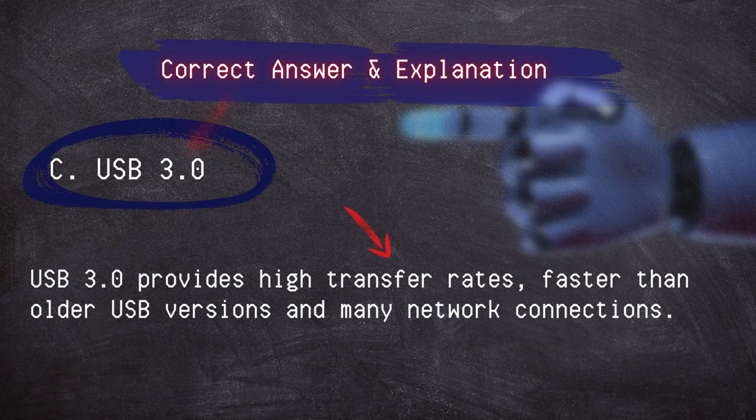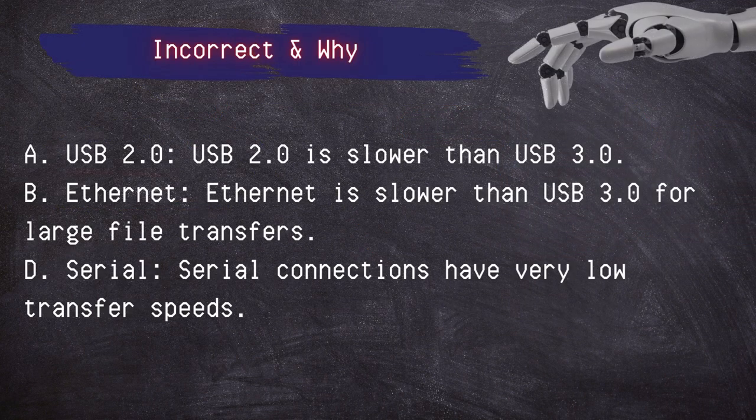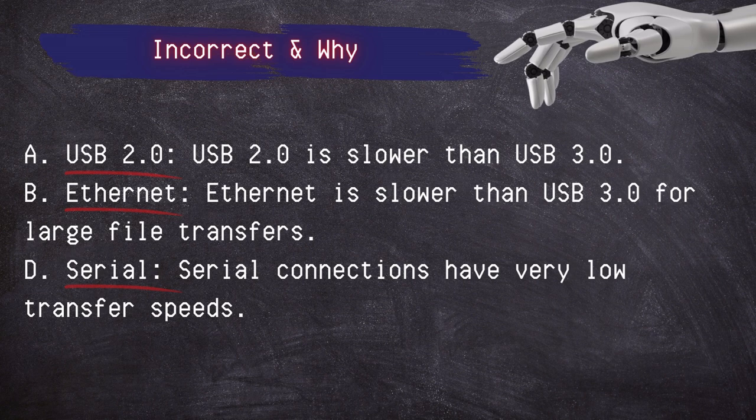Correct answer, C. USB 3. Now USB 3 provides higher transfer rates, faster than older USB versions and many network connections. Incorrect answers, USB 2. USB 2 is slower than USB 3. Ethernet is slower than USB 3 for large file transfers. Serial connections have very low transfer speeds.